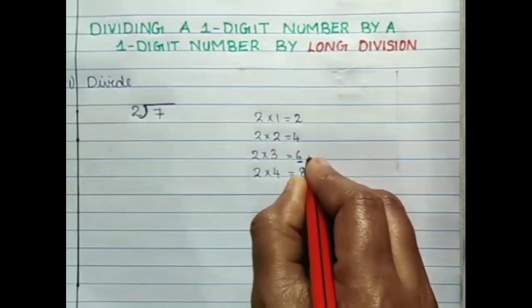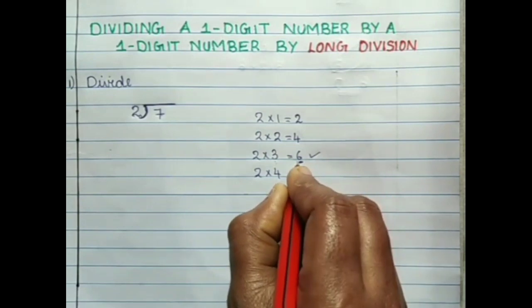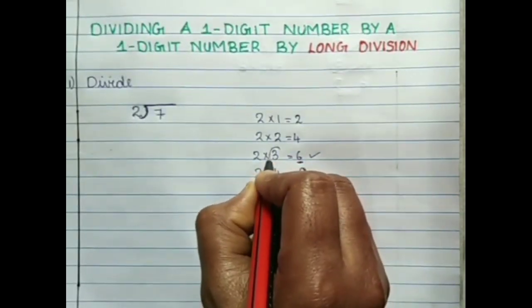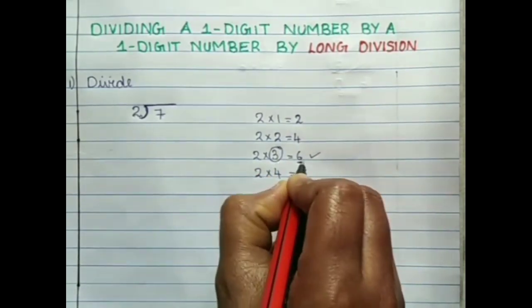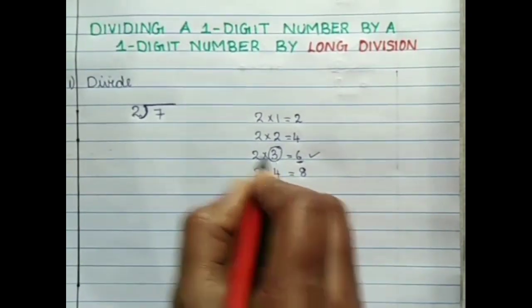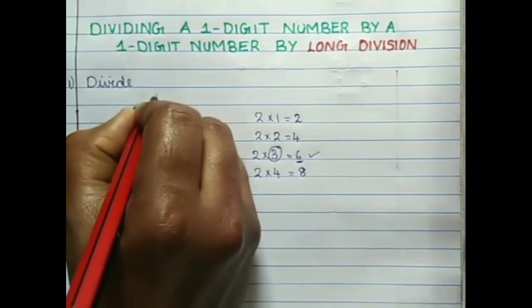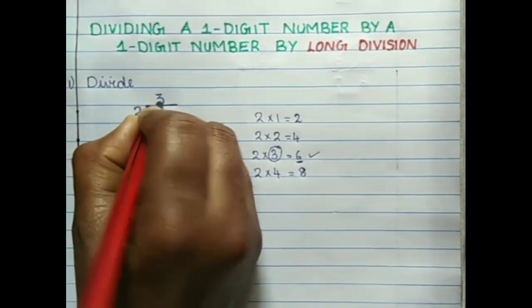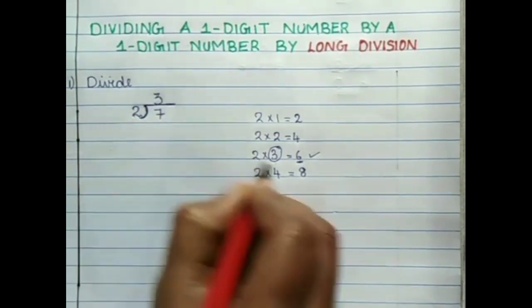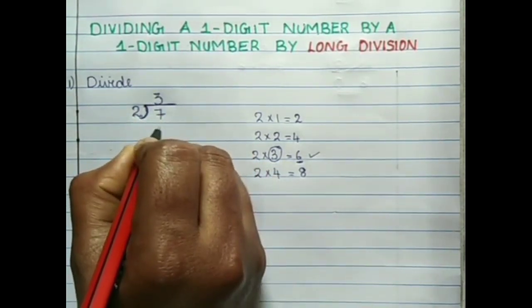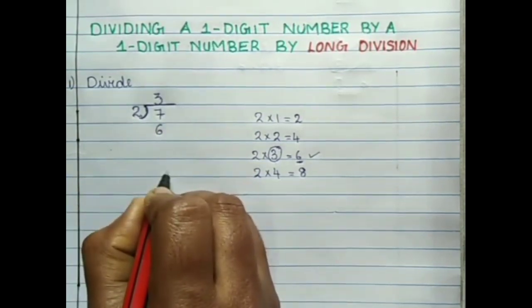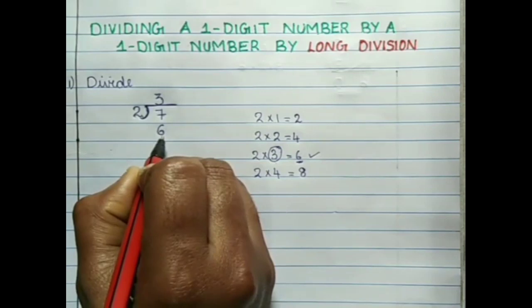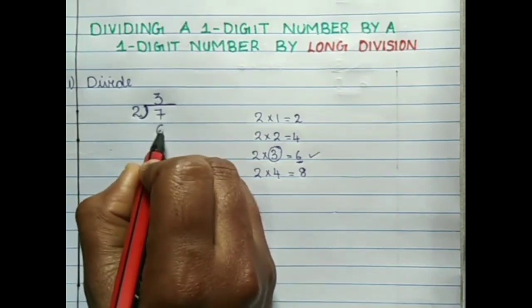Now in the table of 2, how many times do we have the number 6? Yes, we have 3 times the number 6. So we write the number 3 above. So 2 3s are 6, isn't it? So 2 into 3, and we write the number 6 below the 7. We have multiplied 2 into 3 and got the answer 6, and we write it below the number 7.